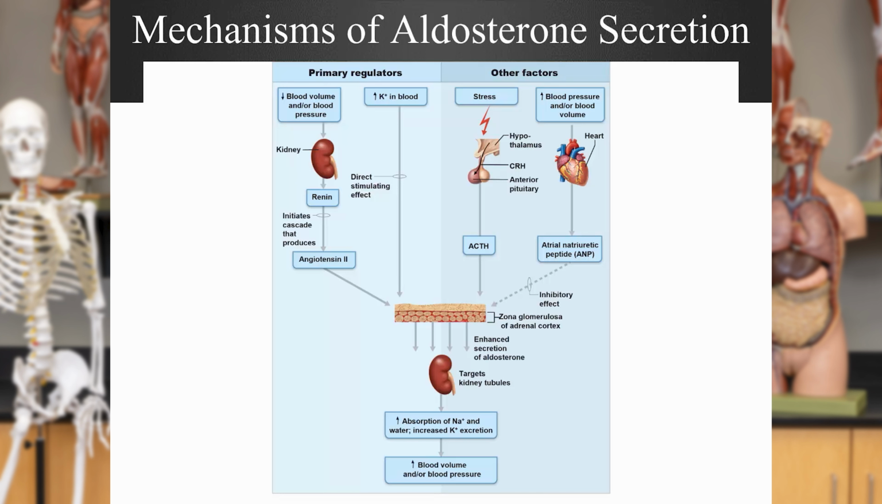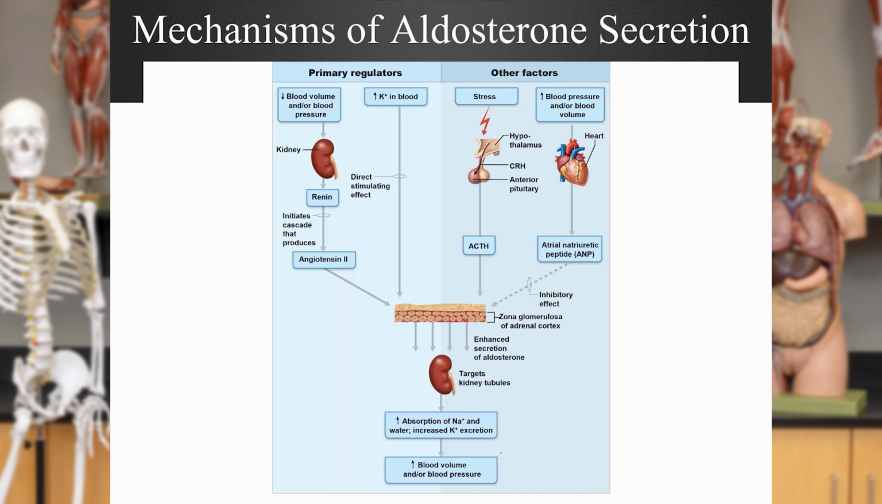Production of aldosterone is going to target the kidney tubules. By targeting the kidney tubules, you're going to increase the absorption of sodium. By increasing sodium absorption, the water is going to follow. That means increasing sodium increases water volume. It's also going to increase the excretion of potassium, so getting rid of potassium. And that's why the increase in potassium in blood had a direct effect here. You want to get rid of the excess.